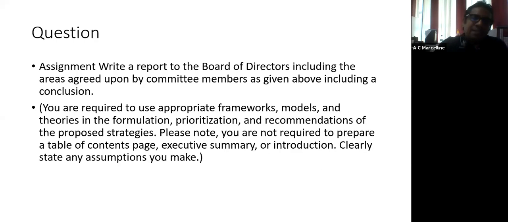That's why I think the examiners have very clearly said, please note, you are not required to prepare a table of content page, executive summary, or introduction. Nothing. Don't introduce the company. You are writing a report to the board of directors. The board of directors knows better than you. Think on that always. A lot of people make this mistake even in real life. When they want to write a report, they will start writing saying, our turnover is 550 million. Our cost, the directors know that. Don't do it. No need to do it.